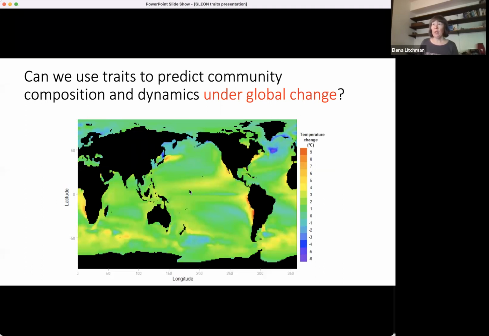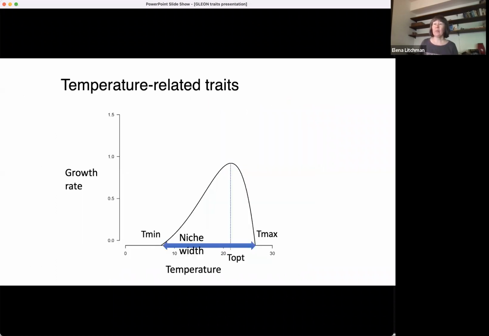And so the ocean is predicted to warm. And so we wanted to know how this warming would affect different groups of phytoplankton and the overall biodiversity of phytoplankton. So what we did, we looked at temperature-related traits. And so, as I said, there are several traits associated with temperature responses. And so one important trait is the optimum temperature for growth.